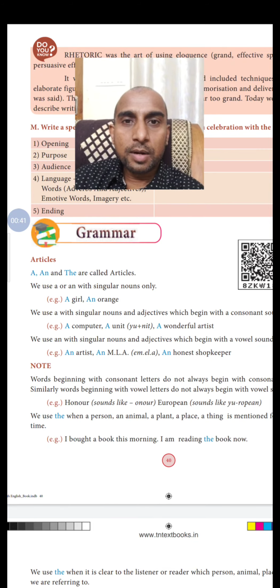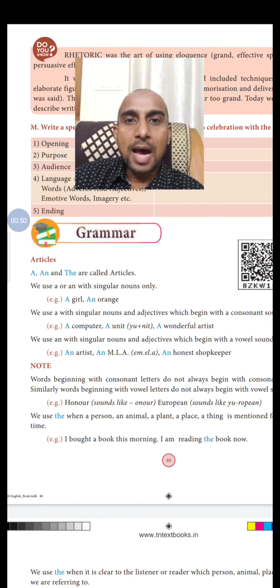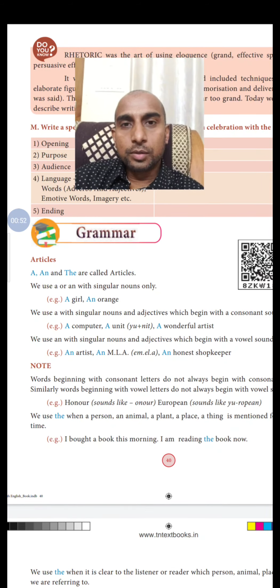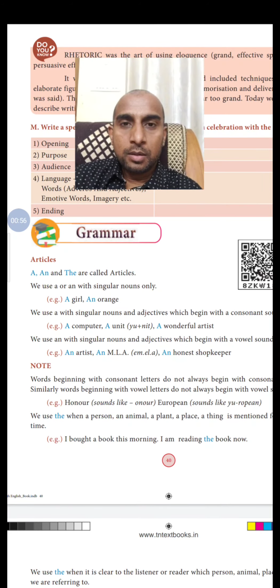Today, in our virtual class, we're going to learn a new grammar topic from the second unit. The grammar topic assigned to us in the second unit is articles. So, we're going to learn how to use articles in a sentence. There are three articles in English language. They are a, an, and the.